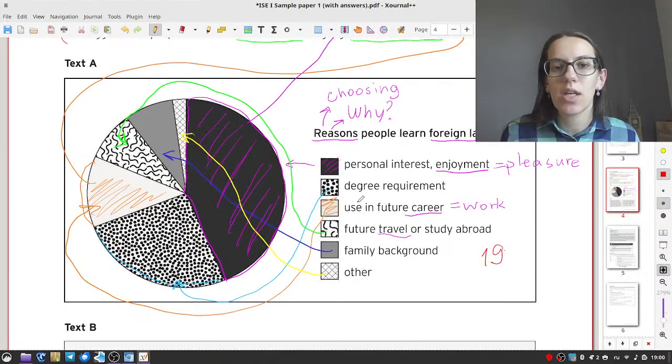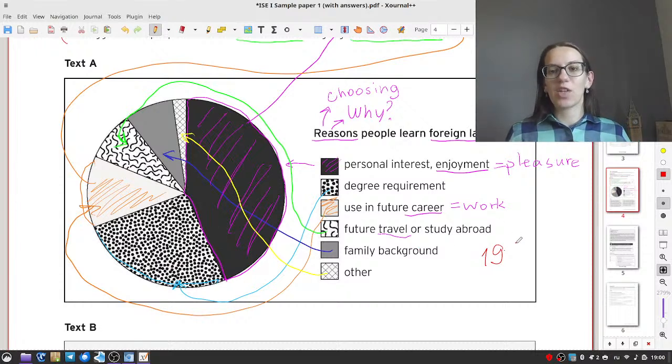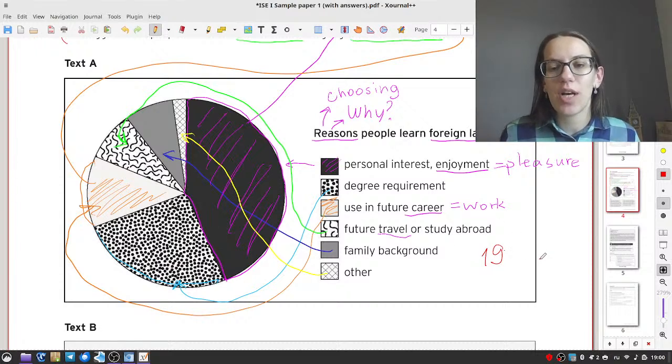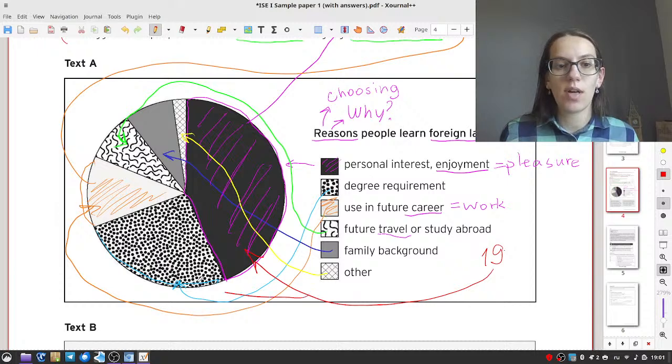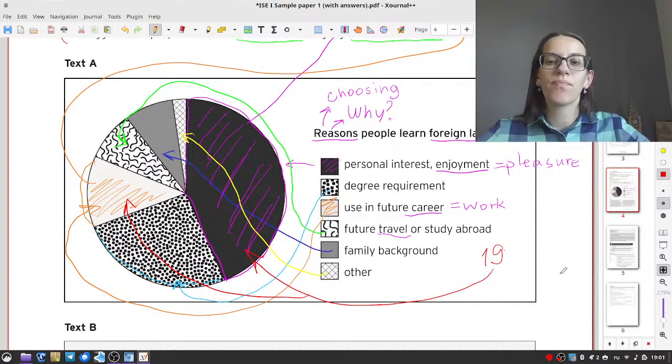Of course, you don't have to do this in the actual paper when you are doing the exam, but it is useful to take some notes and maybe compare these parts. So it's 19 because this part is bigger than this part. You can make some notes like this.